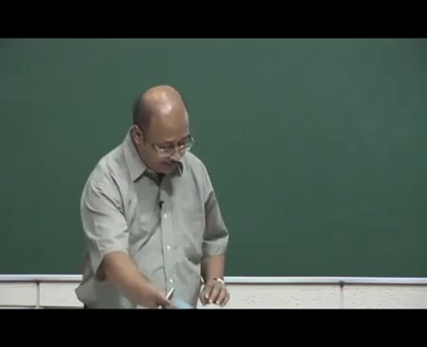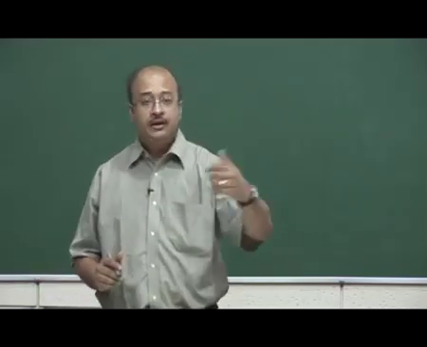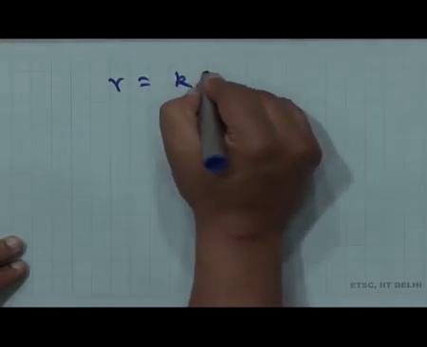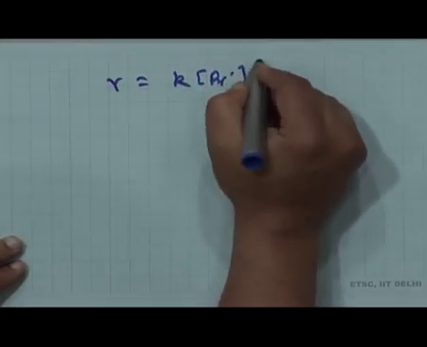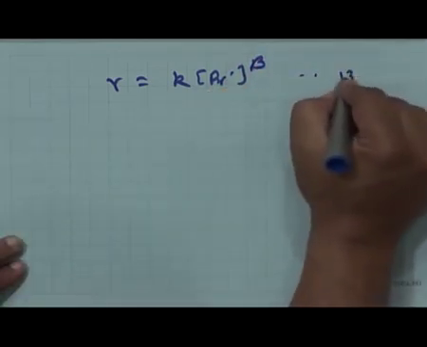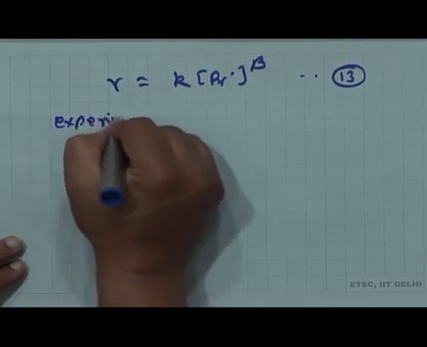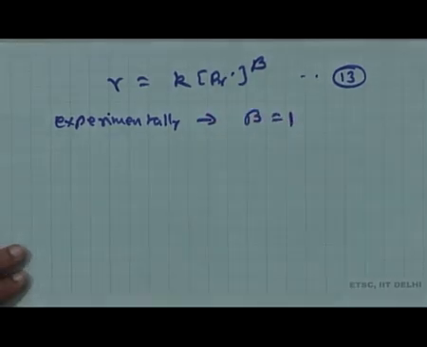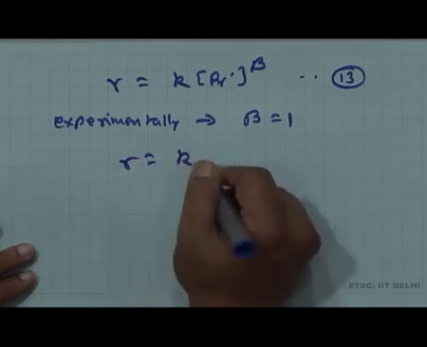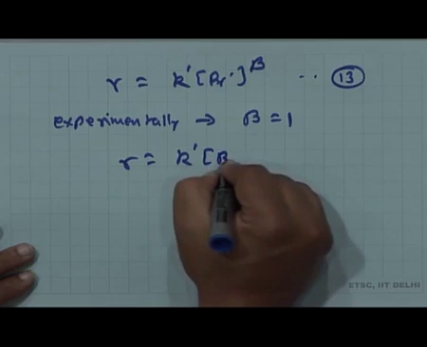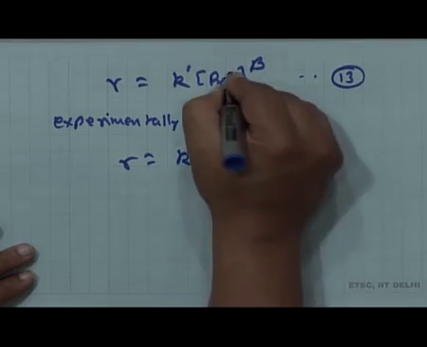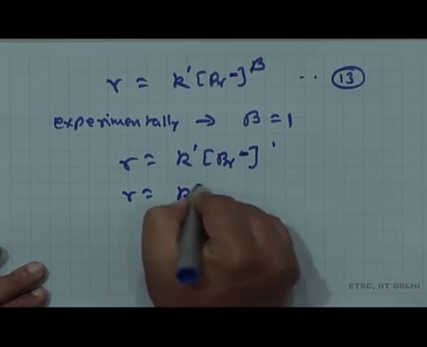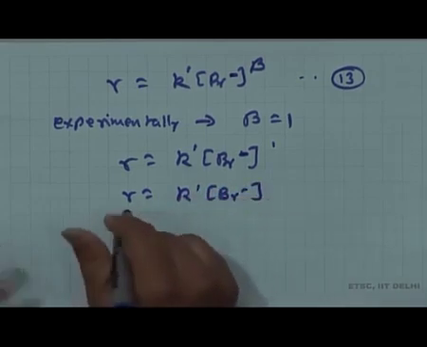Okay. So, moving forward on this, experimentally now, let us say that since R is equal to K prime times Br minus per beta, this was 13. So, when we do the experiment, say that we observe beta is equal to 1, right. Then we say that R is equal to K prime Br minus raised to the power 1, or R is equal to K prime Br minus. Okay.